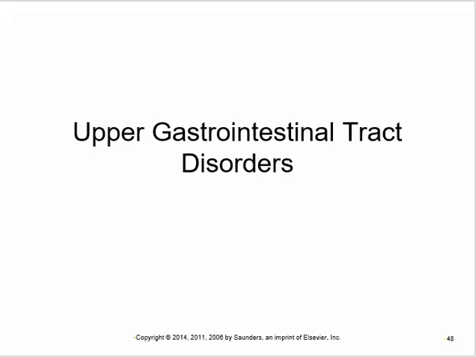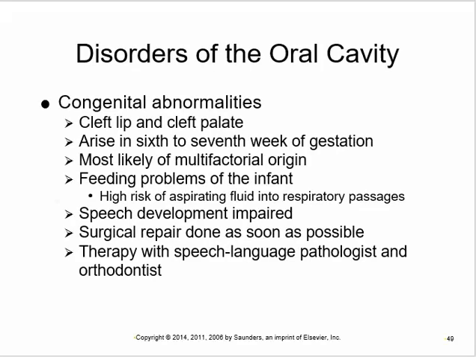So we'll continue with digestive disorders by looking at the upper GI tract disorders. So it starts with the mouth. Congenital abnormalities can happen in the mouth. The mouth is formed early, 6th to 7th week of gestation. We can end up with abnormalities in the formation. Cleft lips, cleft palates seem to be the biggest thing.